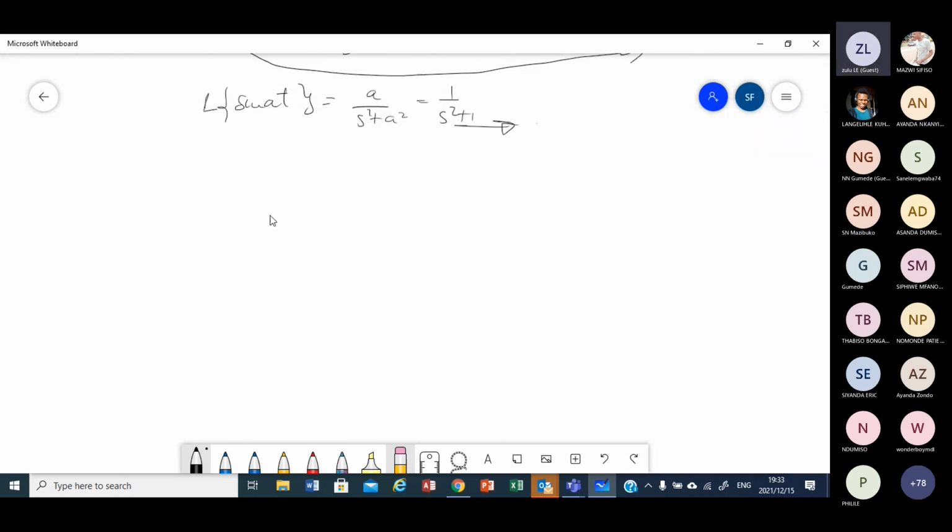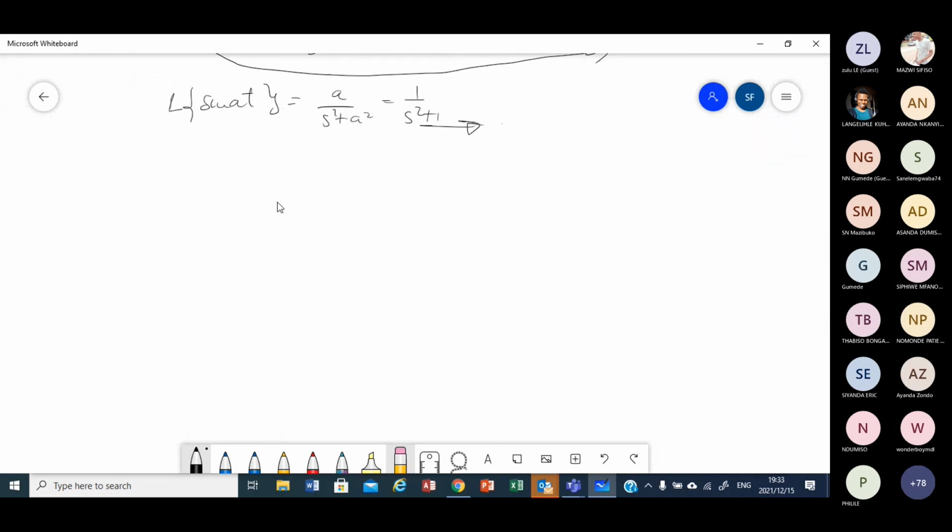Now we can use the table. So we can use first principles if we are asked to do so, but our table is there. Let us move on then.